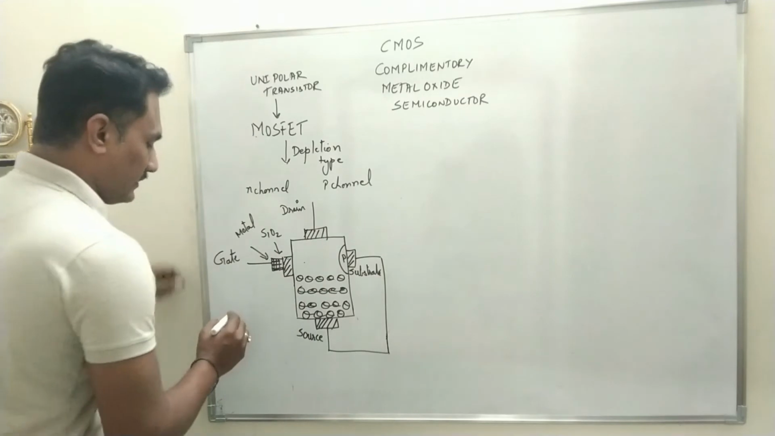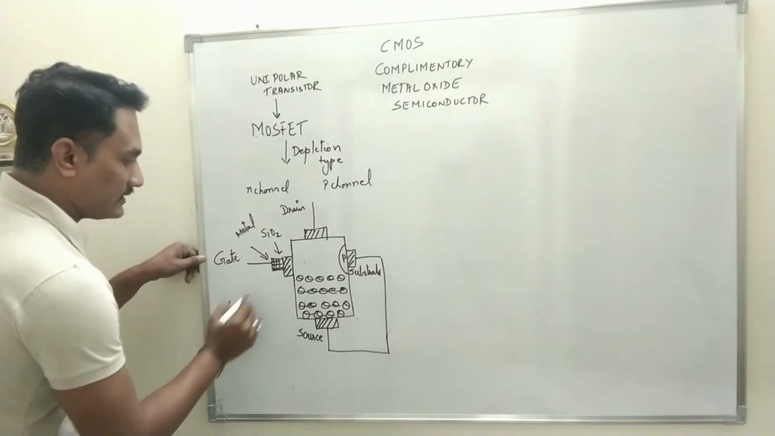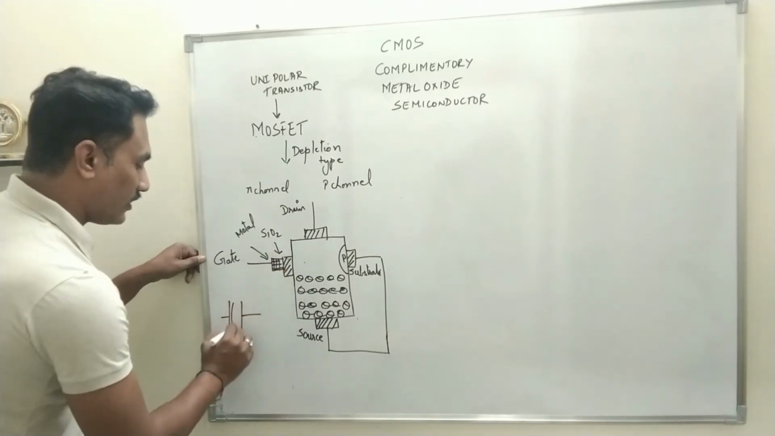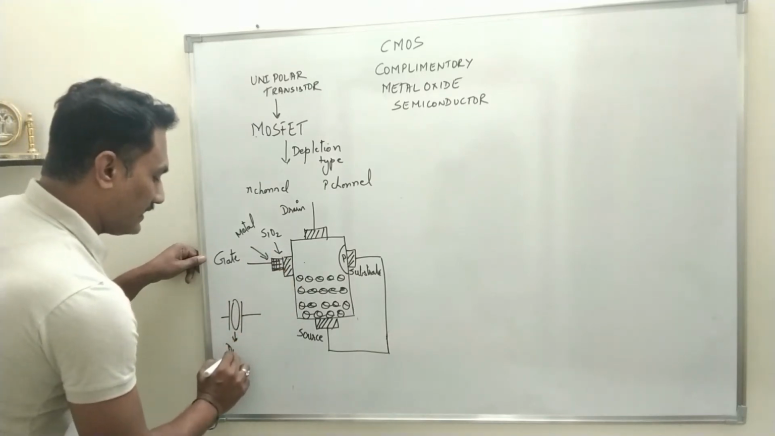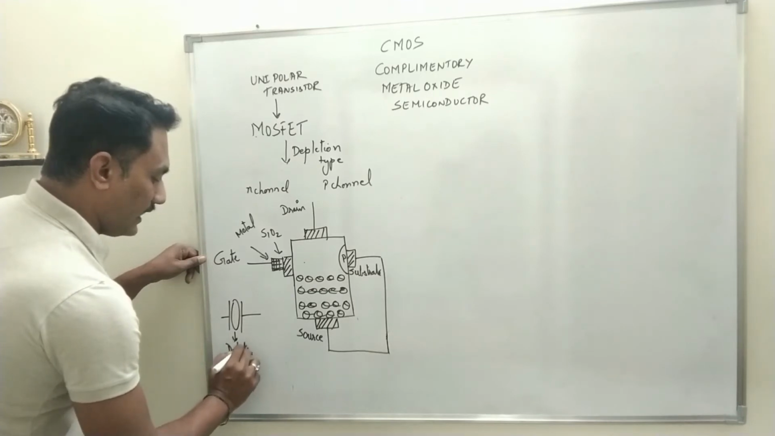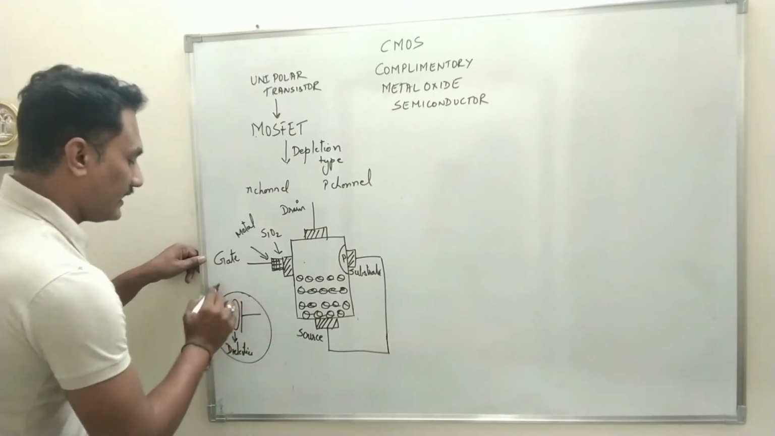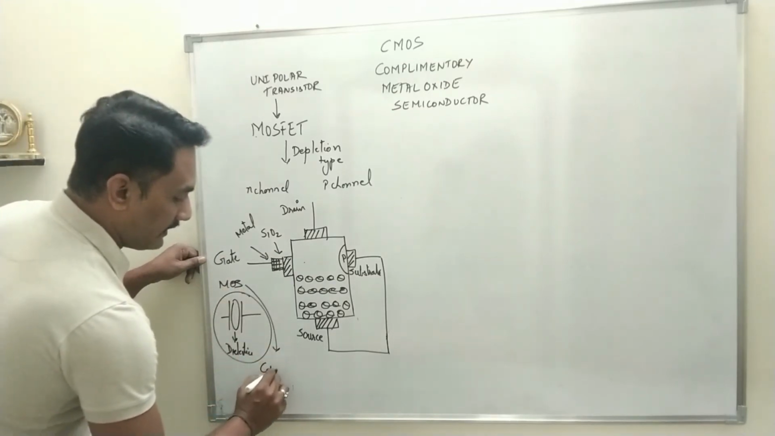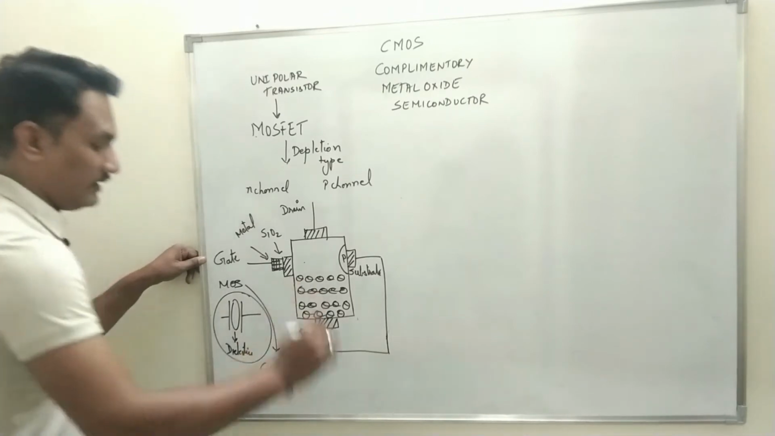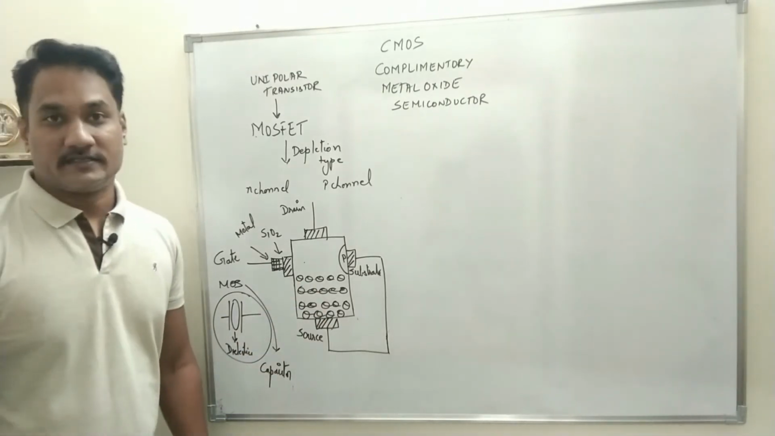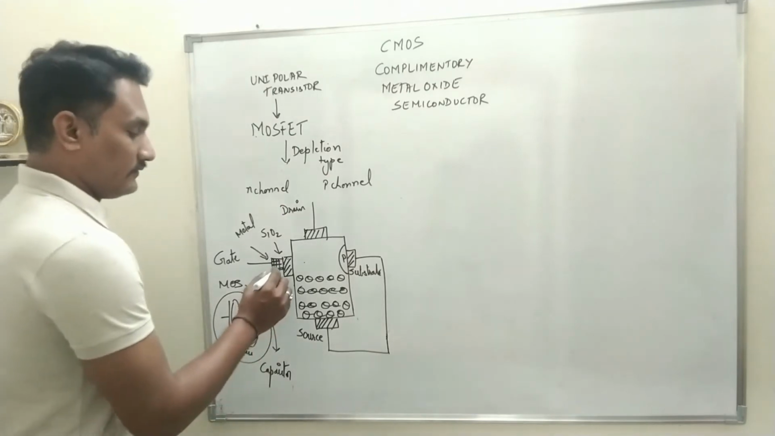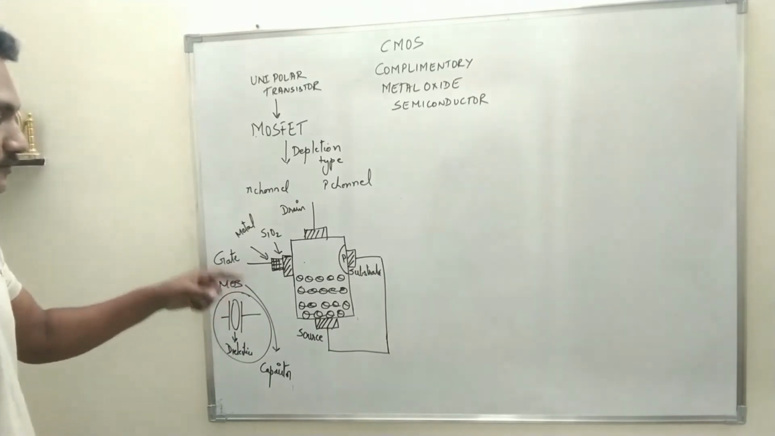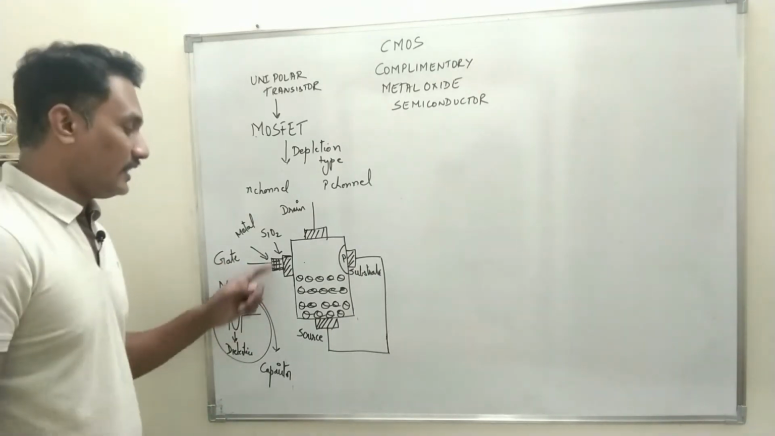Now this metal acts as one plate of a capacitor, the semiconductor acts as the other plate of the capacitor, and the silicon dioxide acts as the dielectric. That means this entire MOS structure forms nothing but a capacitor, where we can store charge. Whatever polarity we connect, the charge of that polarity will be accumulated at this point.